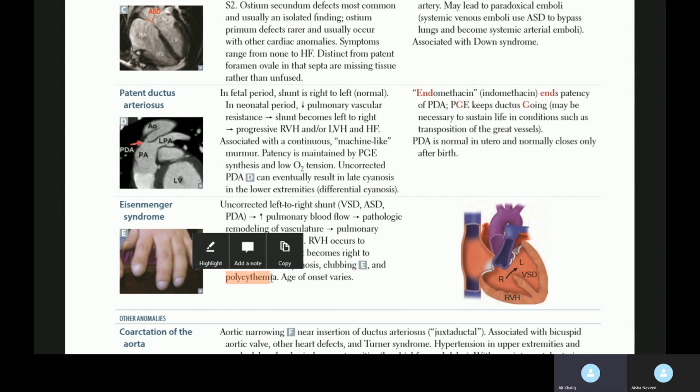Let me tell you the reason. In cases of hypoxia or cyanosis, because of any reason, the kidney releases a compound known as erythropoietin. That erythropoietin can cause polycythemia.